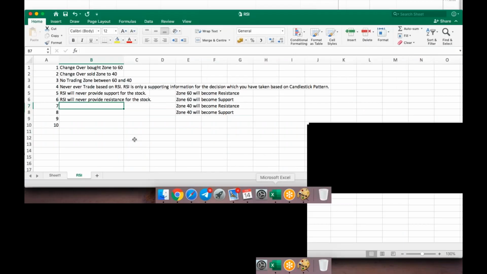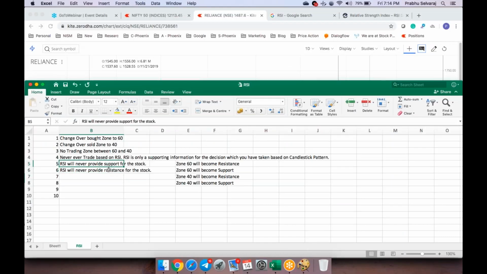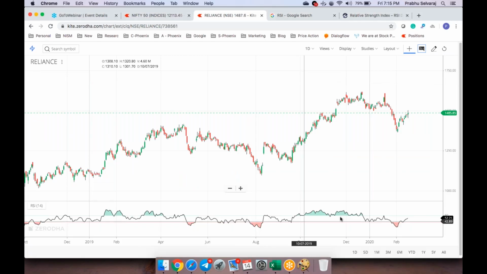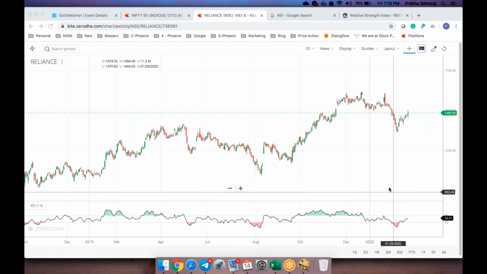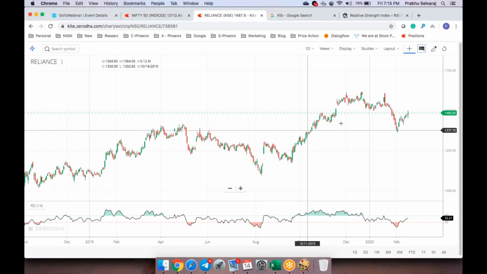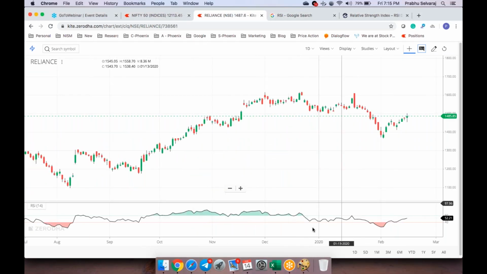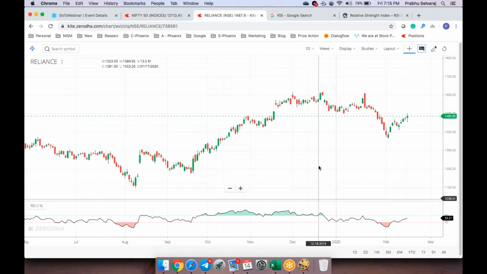So RSI will never provide you support. RSI will never provide you resistance. Never ever take an entry based on RSI. RSI will not give you any target. Targets have to be taken as per the charts. You should not be taking any targets based on RSI.